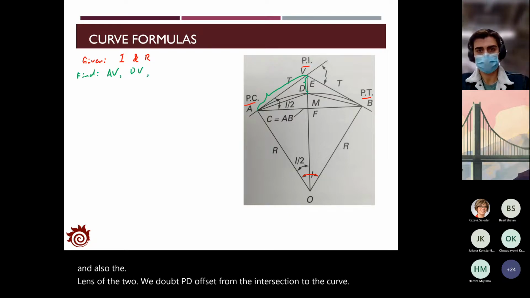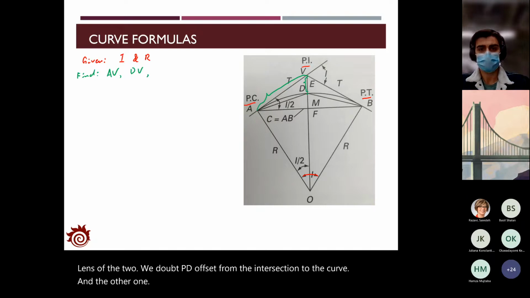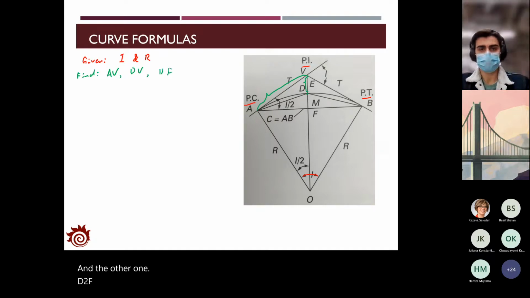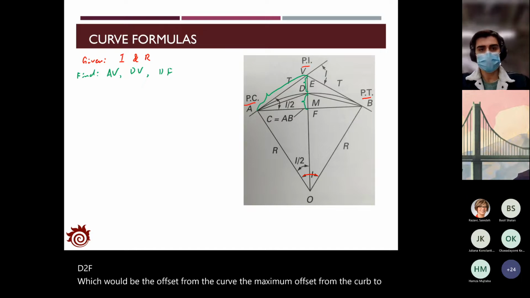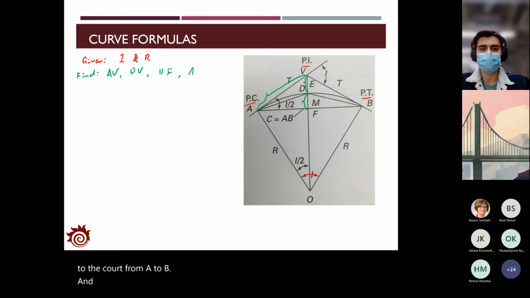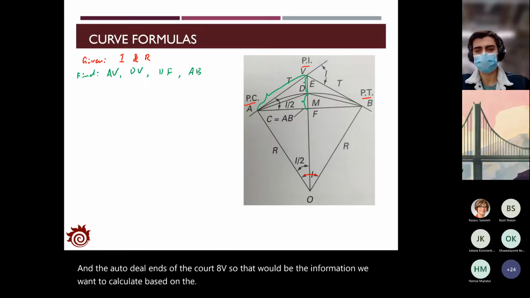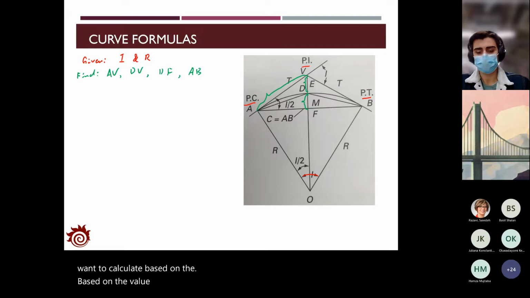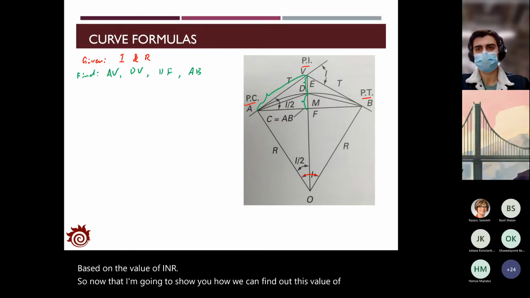And the other one, D to F, which is the maximum offset from the curve to the chord from A to B, and also the length of the chord A to B. So that is the information we want to calculate based on the values of I and R. Now I'm going to show you how we can find the values of these lines and curves.